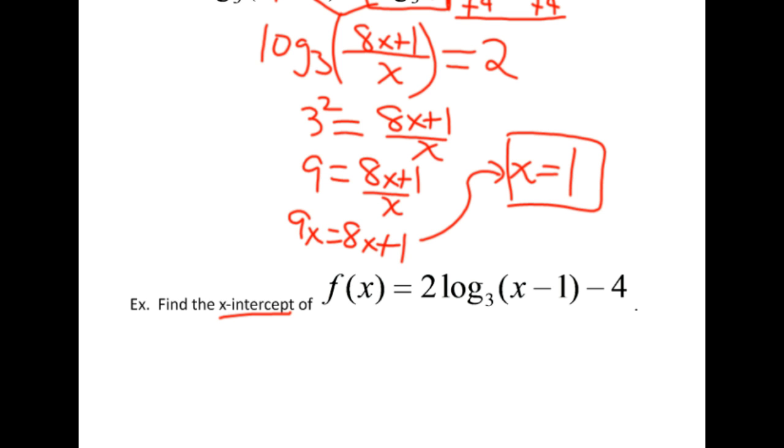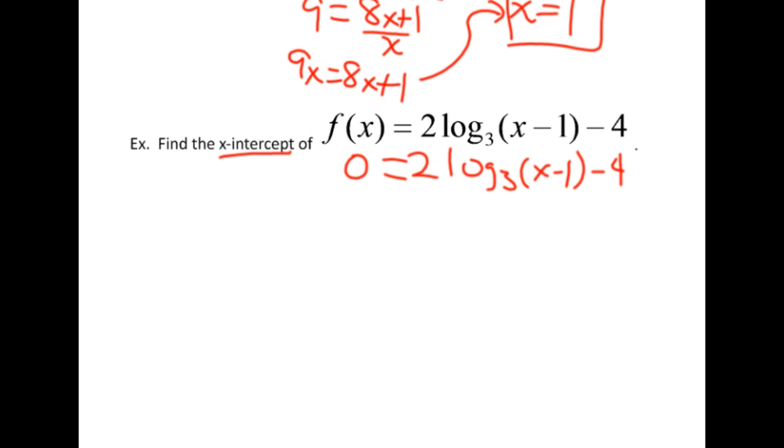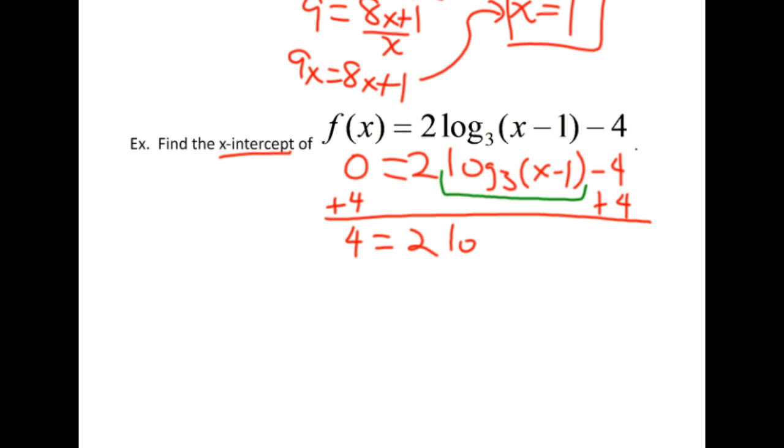All right, to find this x-intercept, I know that I replace y with 0, so I get 2 times log base 3 of x minus 1 minus 4 equals 0. Again, to find the x-intercepts, or to solve this log equation, I need to isolate my logarithmic expression, which starts with the word log and ends at the argument. So I need to add the 4 across. I get 4 equals 2 log base 3 of x minus 1. I then need to divide the 2 across to isolate the log expression. I get log base 3 of x minus 1 equals 2.